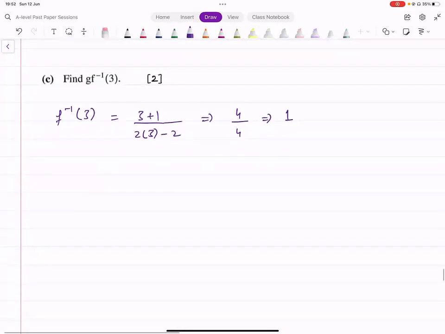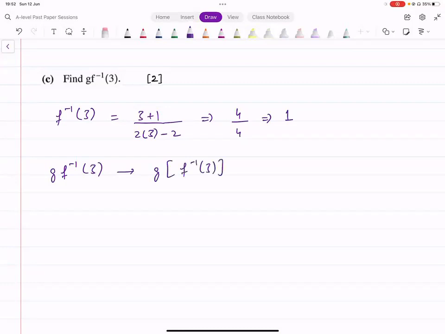And now we put this value inside the function g, right? Because g f inverse of 3 is the same thing as saying g of f inverse of 3, that you input this value inside the g function. Now, what's this value? We already found that here. That's basically 1. So we are looking for g of 1 essentially.